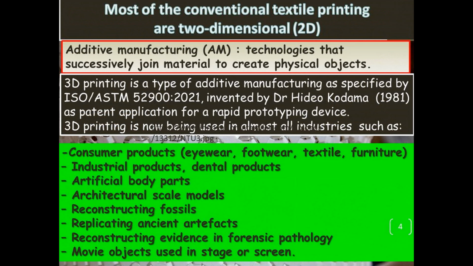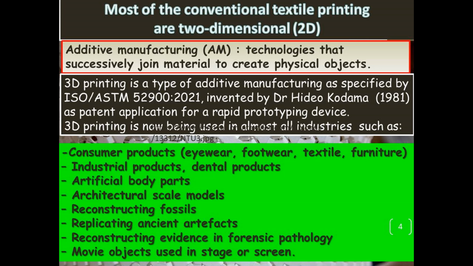Most of the conventional textile printings are two-dimensional. Additive manufacturing is the technologies that successfully join materials to create physical objects. 3D printing is a type of additive manufacturing invented by Dr. Hideo Kodama in 1981 as a patent application for a rapid prototype device.